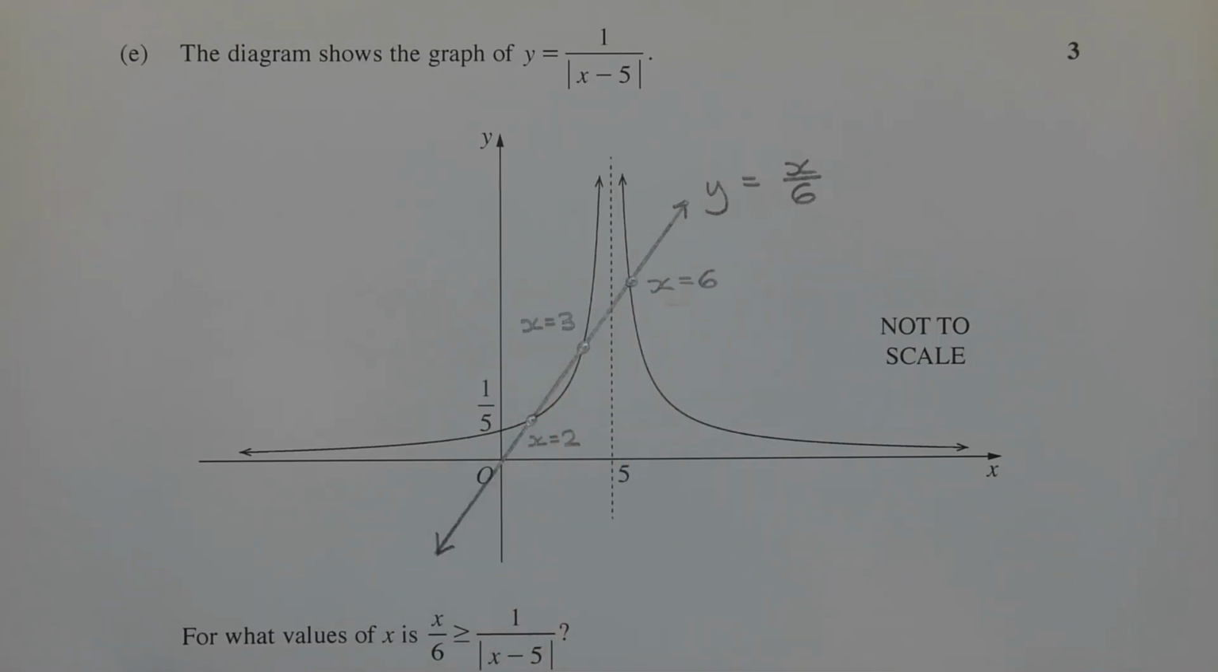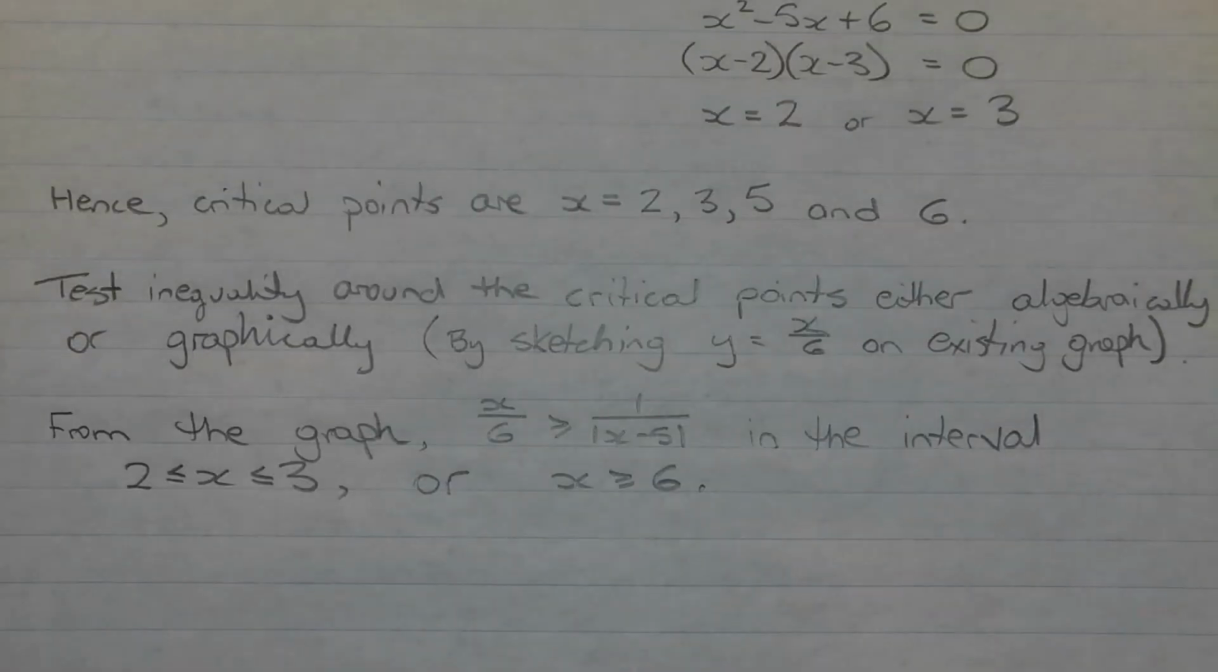And we're interested in the intervals of x where the line is on or above the hyperbola. That occurs between x equals 2 and x equals 3, or on or after x equals 6. So from the graph, x over 6 is greater than or equal to 1 over the absolute value of x minus 5 in the interval x greater than or equal to 2 and less than or equal to 3, or x greater than or equal to 6.